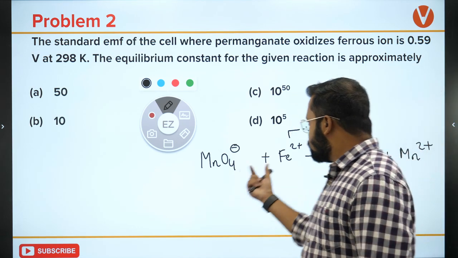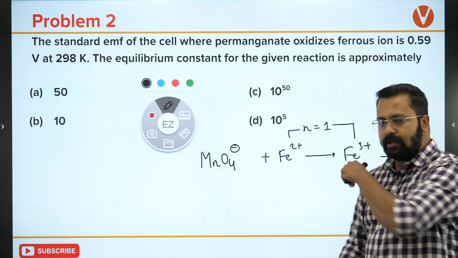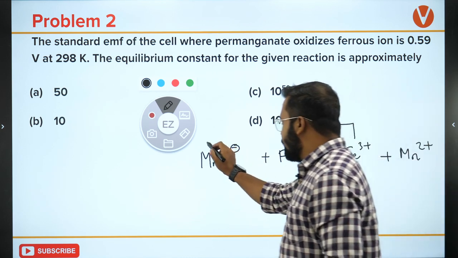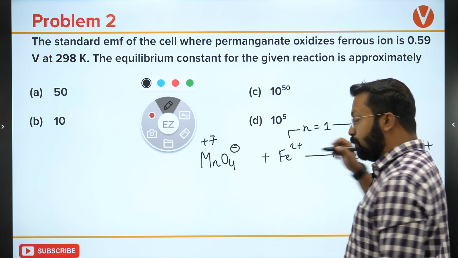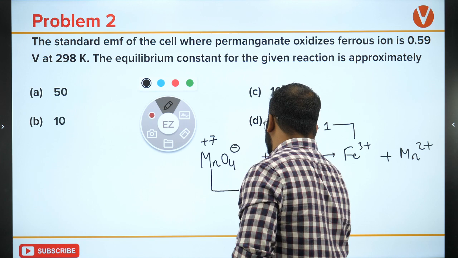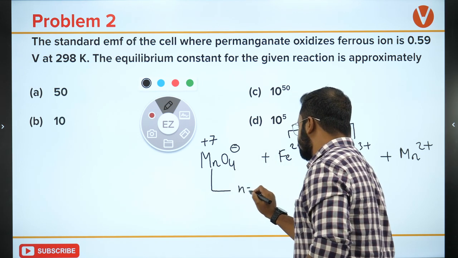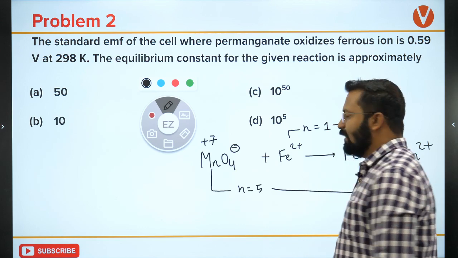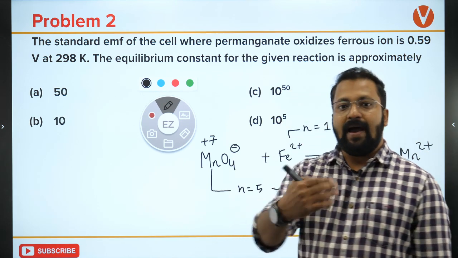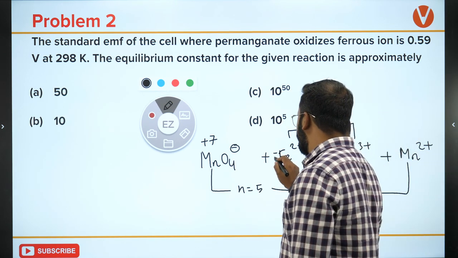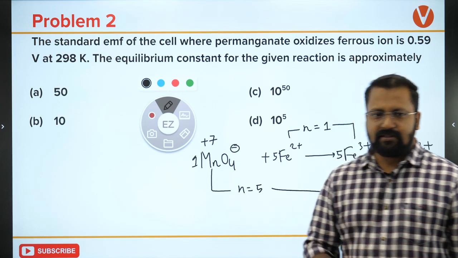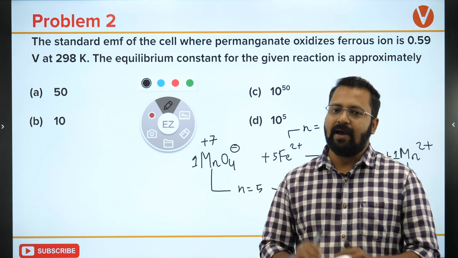For this reaction, Fe2 plus converting into Fe3 plus, Fe2 plus is losing 1 electron, and manganese's plus 7 oxidation state changes to plus 2. So when plus 7 changes to plus 2, the n factor will be 5. How do we balance the reaction? Here we will write 5 and here we will write 1. This will balance the number of electrons.